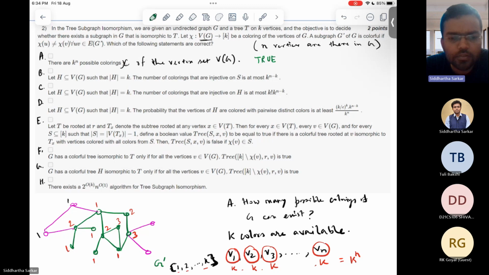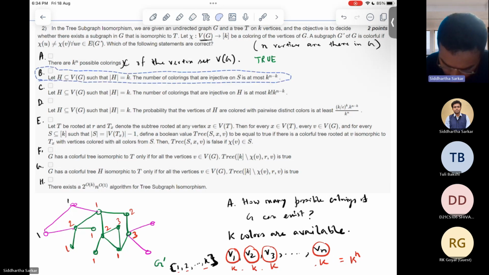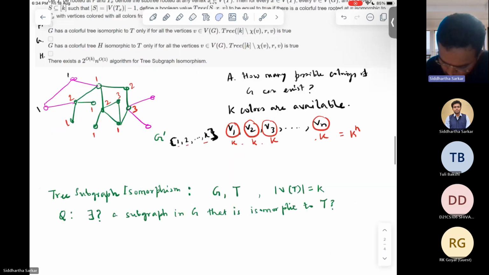Okay, so now let's go to the second one. What I will do is just copy this and go below the page. So this is the statement for which we want to decide whether it is true or false.